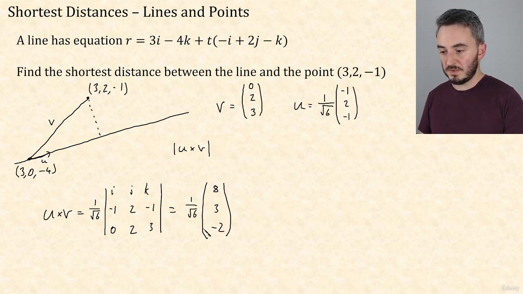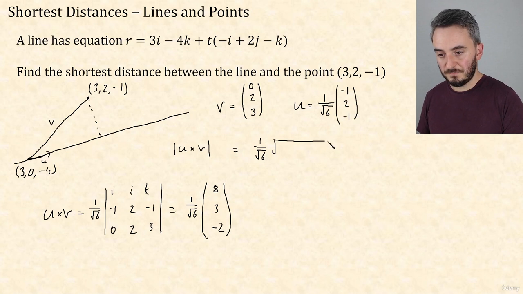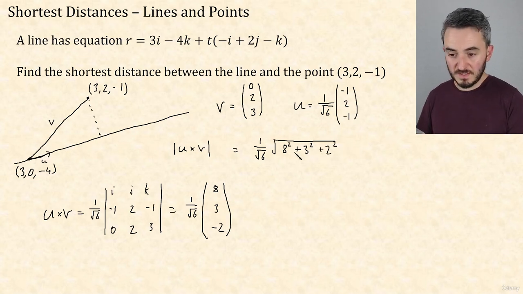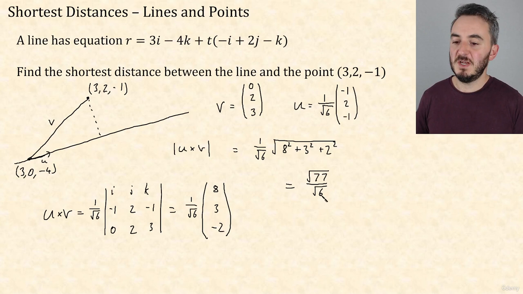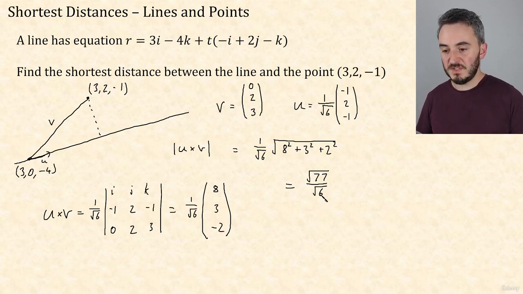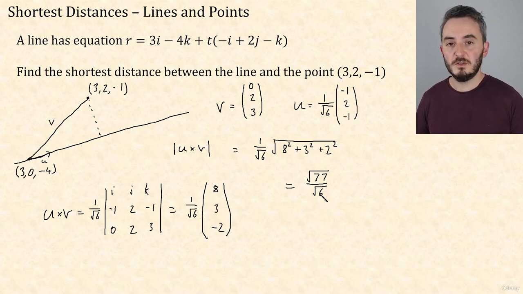So there's u crossed v. All I need to do is find the modulus of that. So that's going to be 1 over root 6 multiplied by the modulus of that, so 8 squared plus 3 squared plus 2 squared. And this ends up being root 77, so our final answer can be root 77 over root 6. Of course, there's going to be other ways of writing that, like the square root of 77 over 6, or peering at my calculator, root 462 all over 6. So that is how we find shortest distances between lines and points using this clever vector product technique.